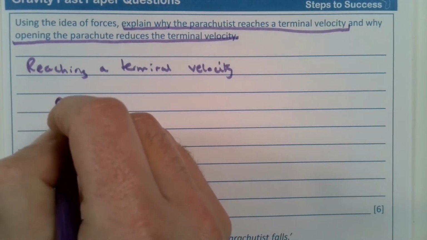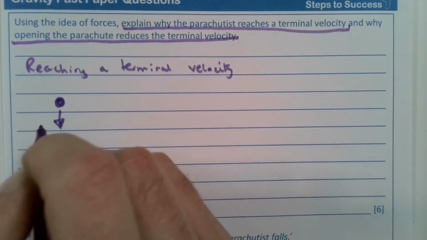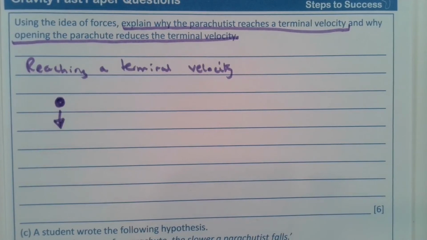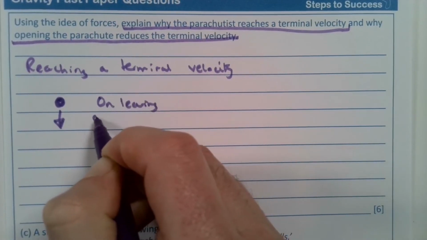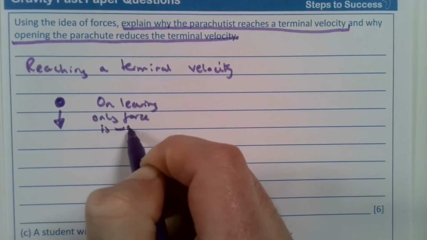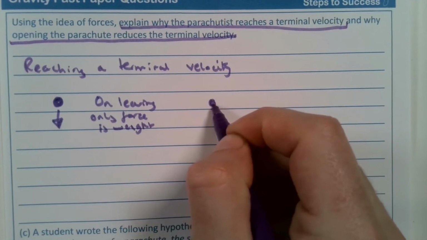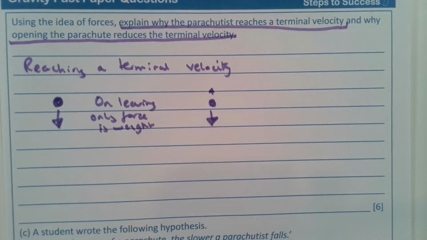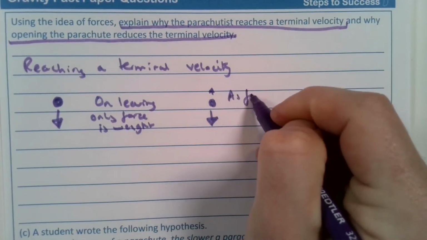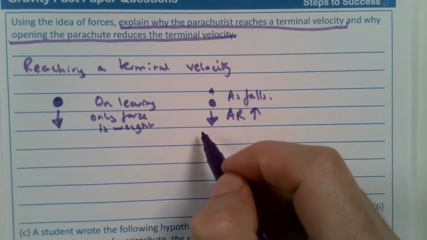So when the parachutist, here's my parachutist, leaves the aircraft, the main force acting on them is their weight or gravity forcing downwards. As the parachutist starts to fall, this force will remain the same, but they'll start to experience a smaller force of air resistance in the opposing direction. At this point, they're accelerating.